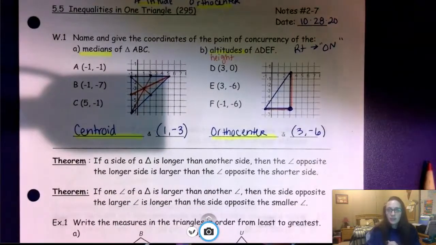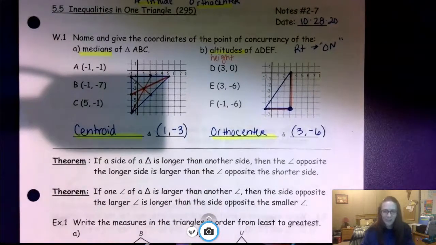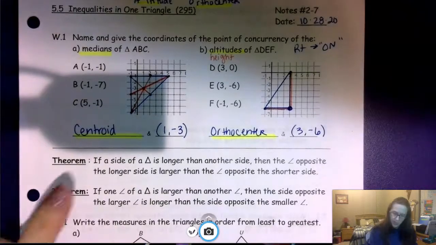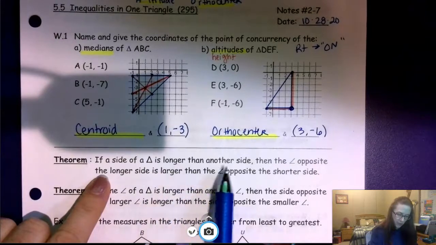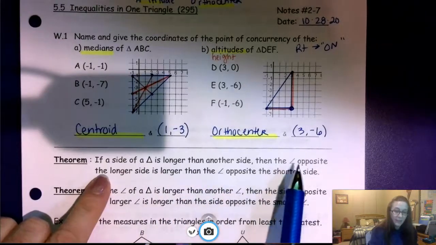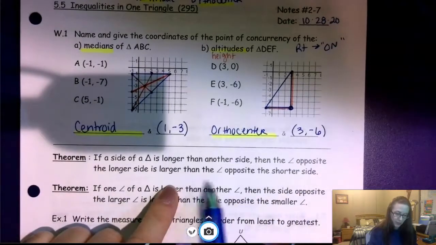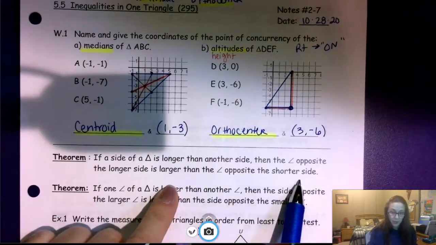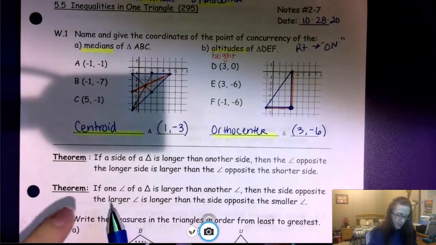Okay, so today's notes are going to be inequalities in one triangle. I like these notes. I think they're kind of nice. They're easy to visually see and understand what's going on. So the theorem says if a side of a triangle is longer than another side, then the angle opposite of that longer side is going to be larger than the angle opposite the shorter side. So the angles and the sides are going to be related opposite of each other again.